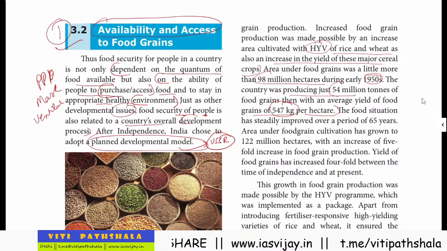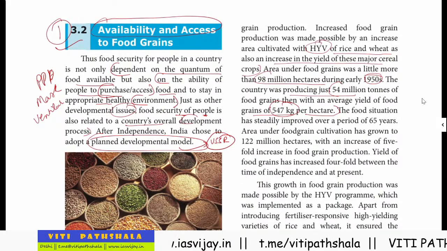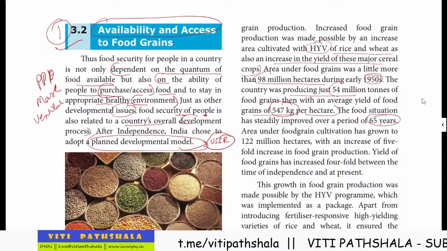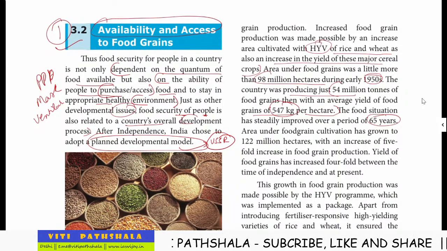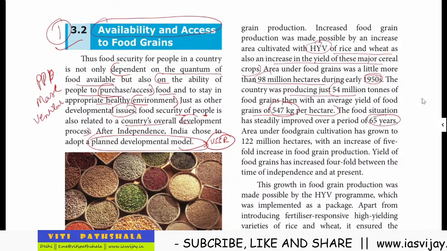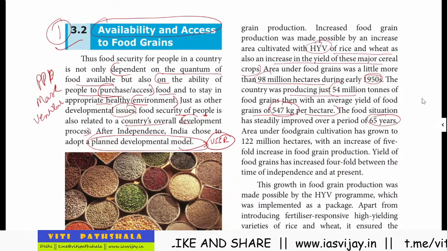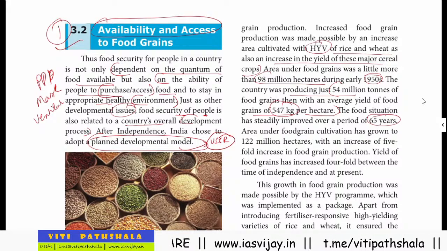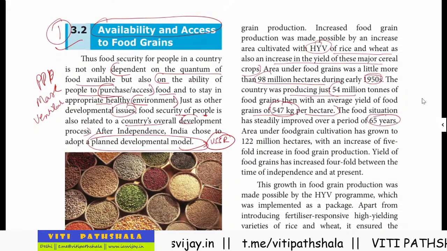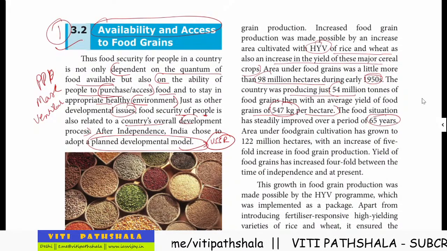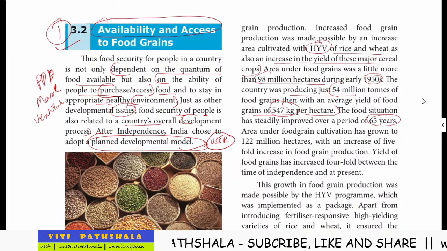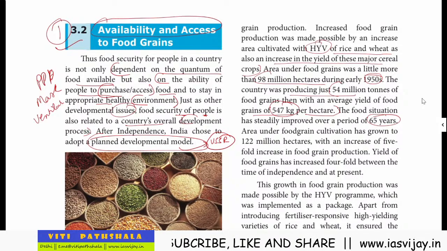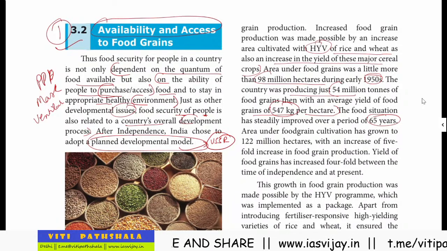The food situation has steadily improved over a period of 65 years. Now, if you see the Prime Minister's speech, we do not only have agriculture production, we do not only cultivate food grains, but now India is self-sufficient in food grains, and India has the capability to export the food grains to other countries.